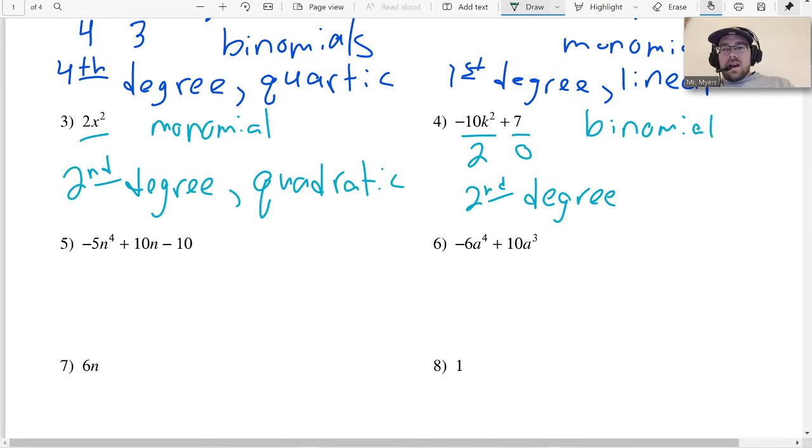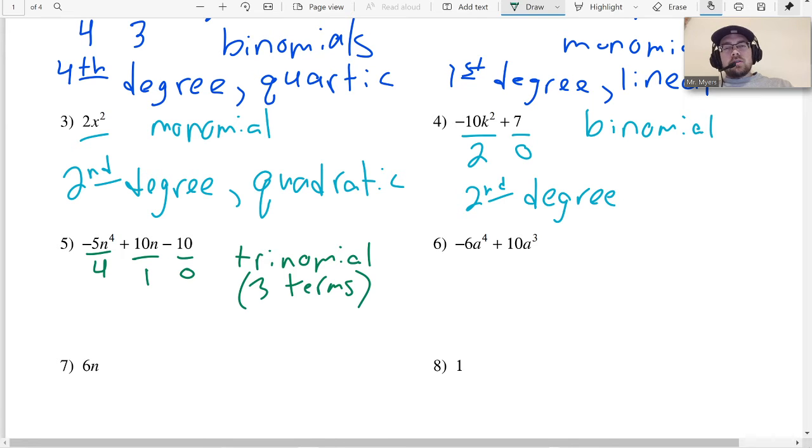Okay, let's look at the next one. This one's got 1, 2, 3 terms. So it's a trinomial, right? It's got 3 terms. And this one is a power of 4, a power of 1, and a power of 0, right? You don't add them up, you just compare them and take the highest number. So it's a 4th degree, which is a quartic, or you can just call it a 4th degree trinomial.